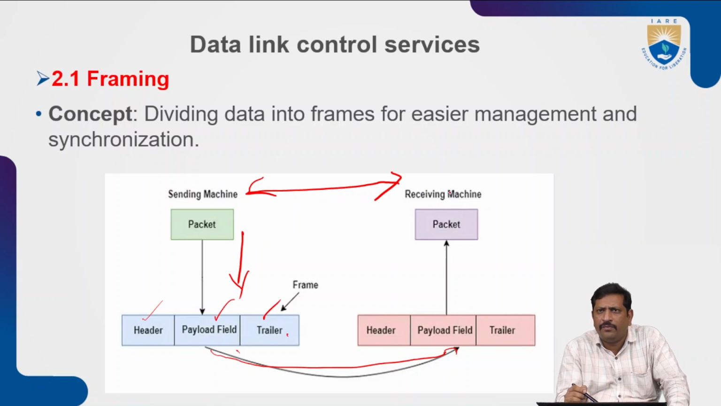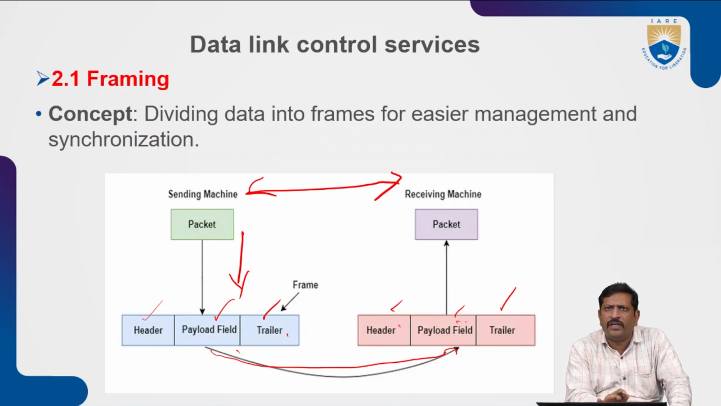The destination machine receives the data in the form of header, payload field, and trailer. So with framing, in the form of frames, the data can be transferred from the sending machine to the receiving machine. That means from one node to another node, a bulk amount of data can be transferred in the form of frames. So this is about framing.